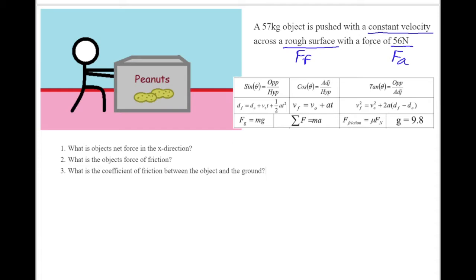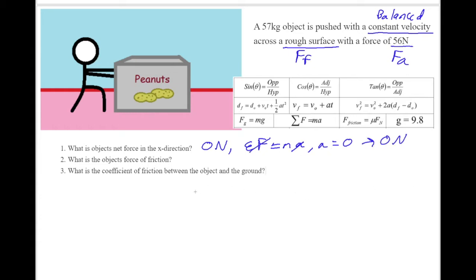So the first question says, what is the object's net force in the x direction? Well, if we were paying attention to the problem, we see that it's moving at a constant velocity. Because it's moving at a constant velocity, that's going to mean that forces are balanced here. And because they're balanced, that's going to mean that the net force in the x direction is actually just 0 newtons. Again, how do we know it's 0 newtons? Well, we know that net force is equal to mass times acceleration. A constant velocity means that acceleration is equal to 0. If acceleration is 0, that means that our net force is 0.